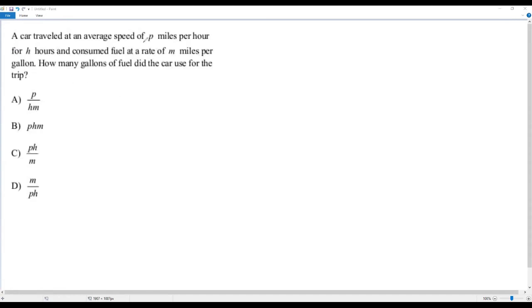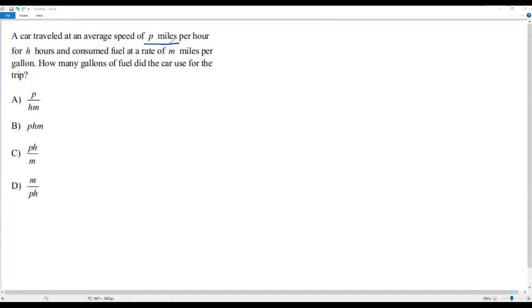Okay, here we have the speed of the car, that is P miles per hour, and the time taken by the car to travel for the trip, that is H hours. And also we have the mileage of the car, that is the car consumed fuel at a rate of M miles per gallon. That is, for 1 gallon of fuel, the car travels a distance of M miles.